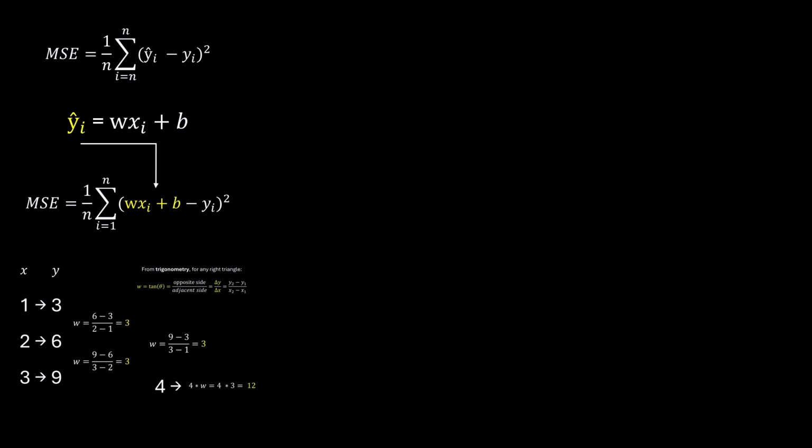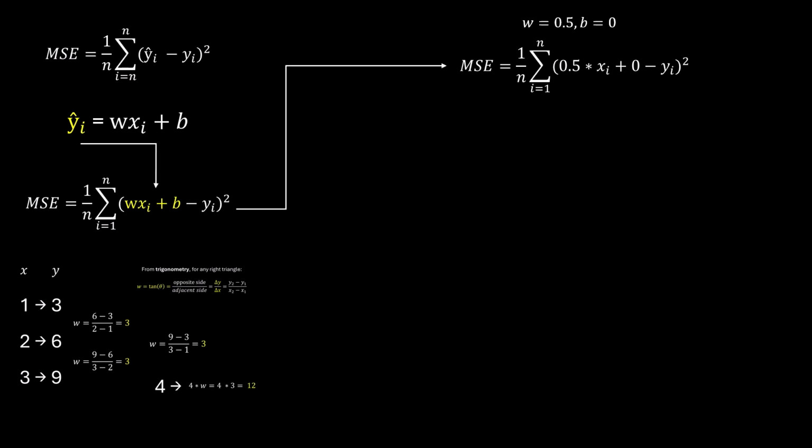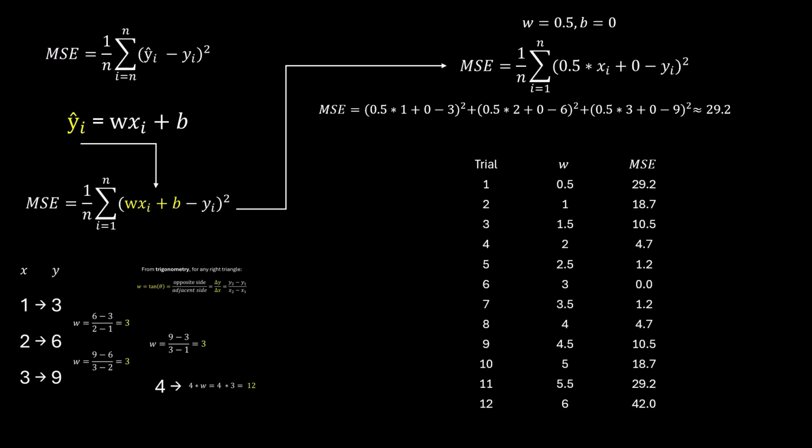Let's again refer back to the simple example to refine this methodology. We now know the mean squared error formula and the linear equation formula as well. So we can substitute the linear equation into the mean squared error formula. Then we can try some random values of w and b. For example, let's try w equals 0.5 and b equals 0. Plugging in these values gives us a mean squared error equal to 29.2. Now, if we try more values of w, we can see that when w equals 3, the MSE reaches 0, meaning 0 error.